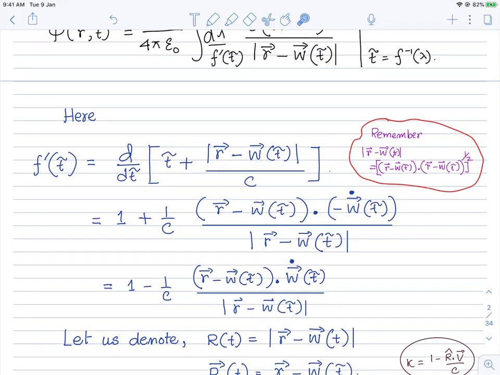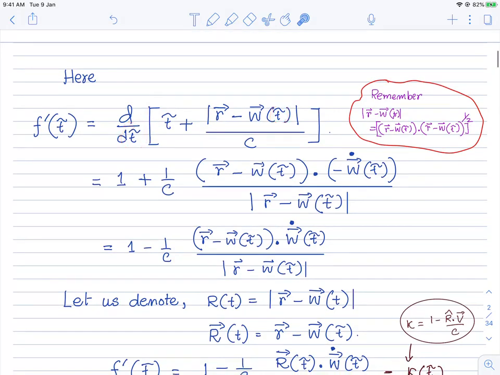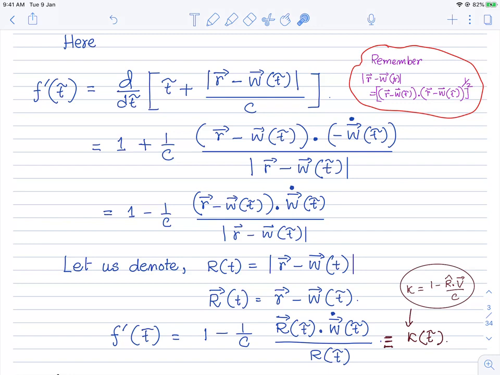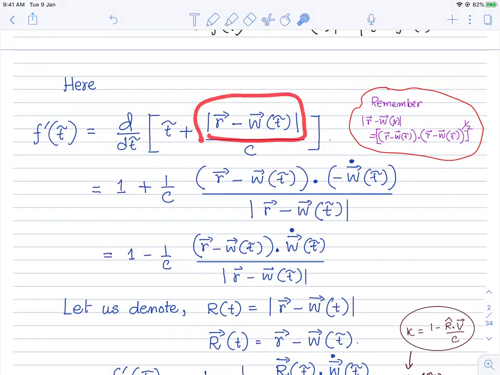So this differentiation, if you perform, you will see that this t tilde acts on this w, the trajectory of the particle. So once you write this out, you have to remember that this object is basically the mod of this function. So essentially, this object is nothing but r minus w of t tilde, dotted with r minus w of t tilde, right? And not only that, to the power half.